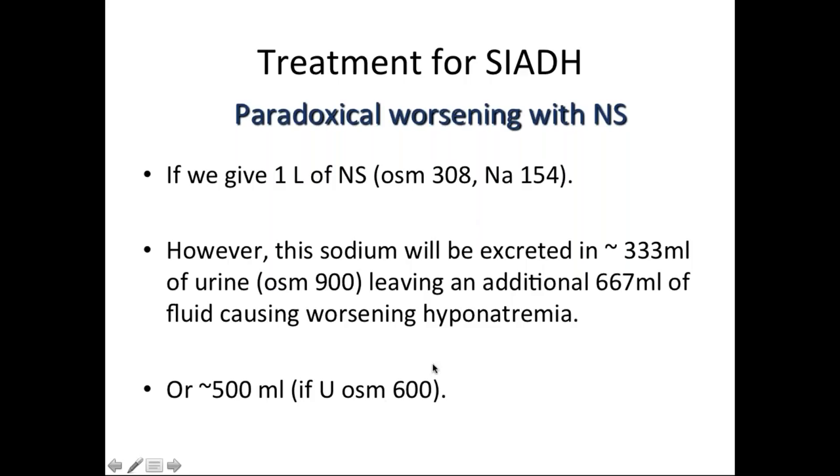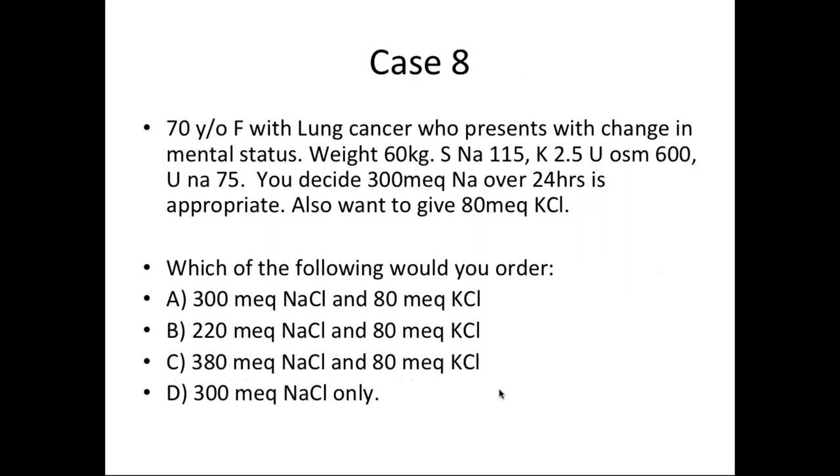If the urine osmolarity is 600, then these 300 osms are going to go out in 500 ml and the additional 500 ml the body will keep. And so the hyponatremia will actually get worse if you give normal saline and the urine osmolarity is anything above 300. So you have to be careful when you give normal saline, especially if the urine osmolarity is anything more than 300.